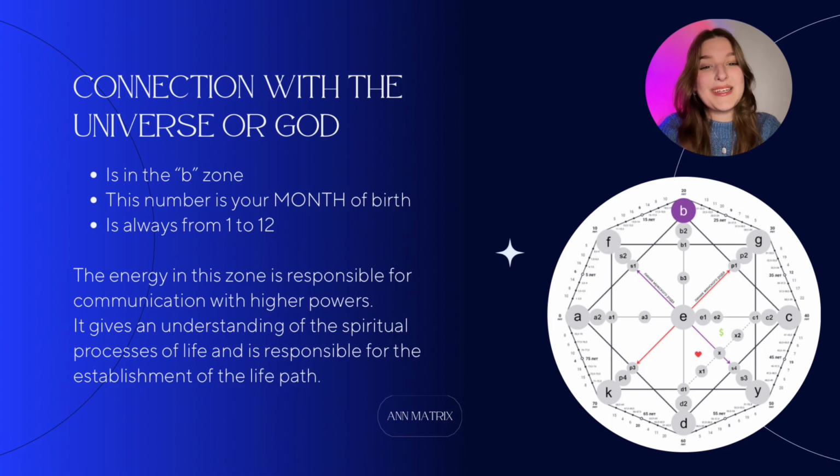The next zone is B. It's your connection with the universe or God, whatever you believe. The number coincides with the month of birth. So its number is always from 1 to 12 because we have only 12 months in a year. The energy in this zone is responsible for communication with higher powers.